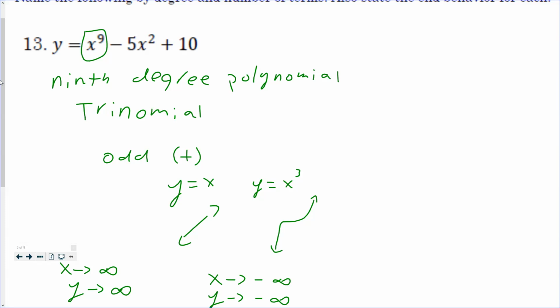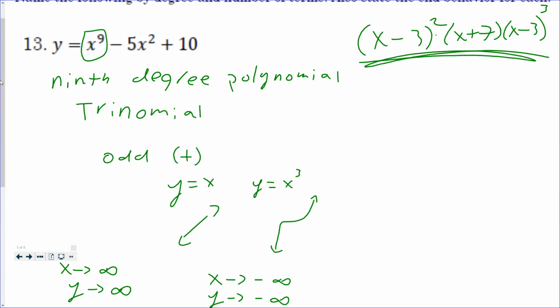So that's why in this polynomial, x to the 9th is one term, negative 5x squared is one term, and plus 10 is one term. But if they give you something like x minus 3 squared times x plus 7 times x minus 3 cubed, why not, this is all considered one term because everything's being multiplied together. So that's why in this case you have to add up all the exponents to get your degree. This one is considered one term, while this problem is considered 3 individual terms. Does that make sense? Any other questions? Are we okay? Great.